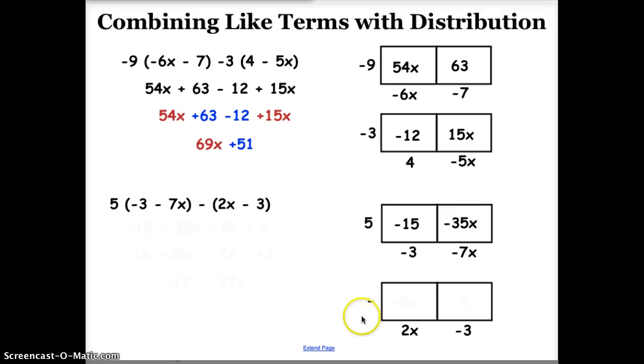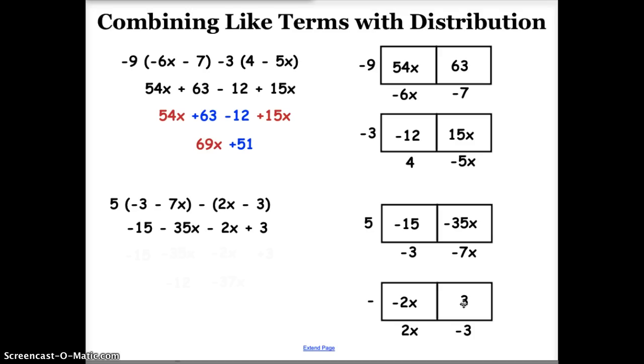If I distribute a negative sign through the next set of parentheses, I have a negative sign times 2x, and that's just going to become negative 2x, and a negative sign times negative 3 is just going to be positive 3. Again, let's put this all together. So after I distribute the 5 through the parentheses and the negative sign through the parentheses, I end up with negative 15 minus 35x minus 2x plus 3.